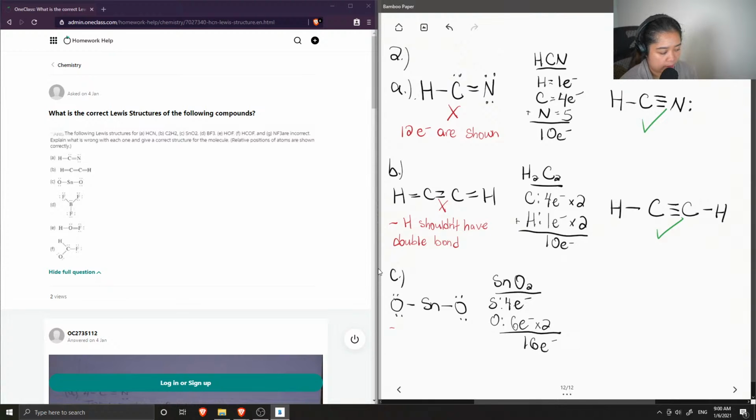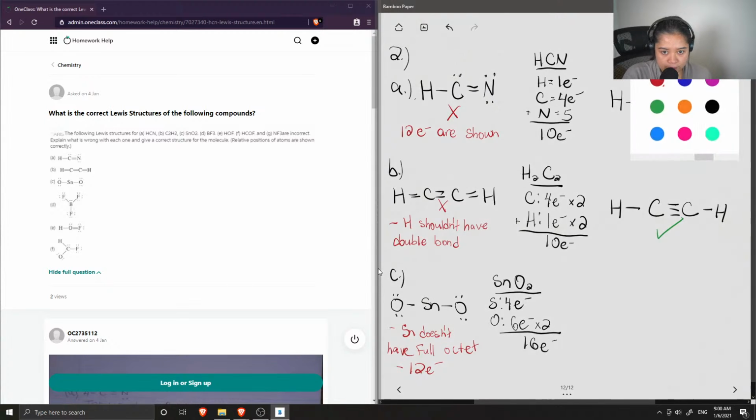And if we look at the incorrect molecule, you'll notice that tin doesn't have a full octet. So I'll say Sn doesn't have a full octet. And if we count out all the electrons in this molecule, there are only 12 when we need 16. So let's try to write the correct one on the right.